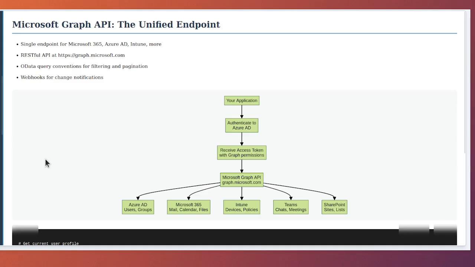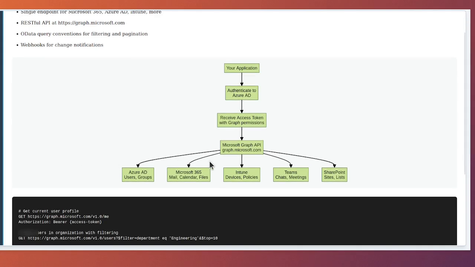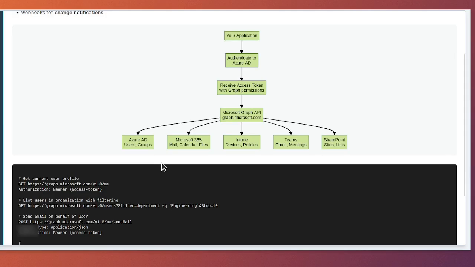The diagram shows how applications interact with Microsoft Graph. Your application first authenticates to Azure AD and receives an access token with the permissions it needs. The application then makes REST API calls to Microsoft Graph, including the access token in the authorization header. Microsoft Graph validates the token, checks the permissions, and then accesses the underlying Microsoft service. Azure AD for user data, Exchange Online for mail, SharePoint for files, or Intune for device management. Microsoft Graph handles all the complexity of accessing these different services and presents a unified API to your application.